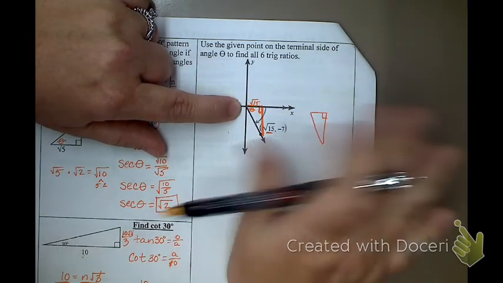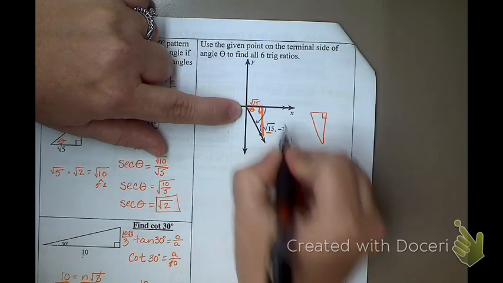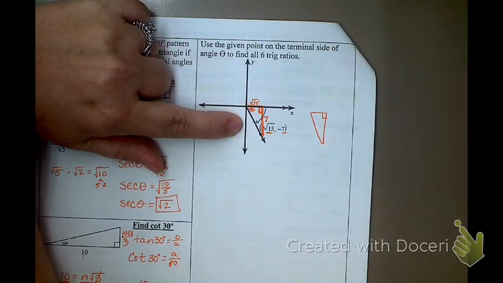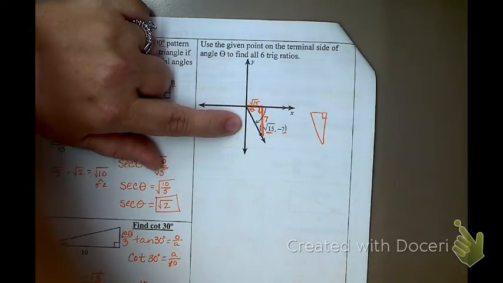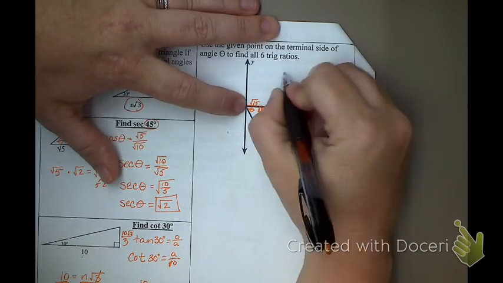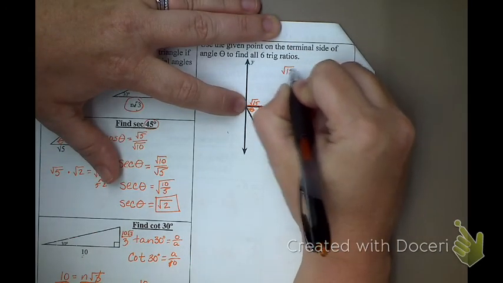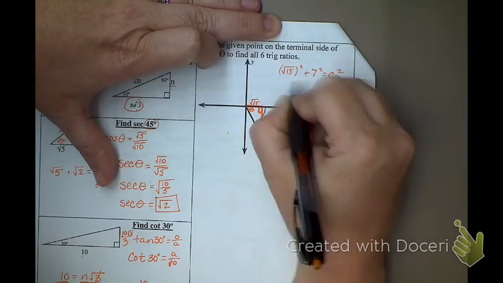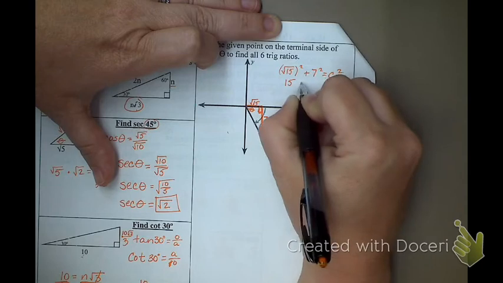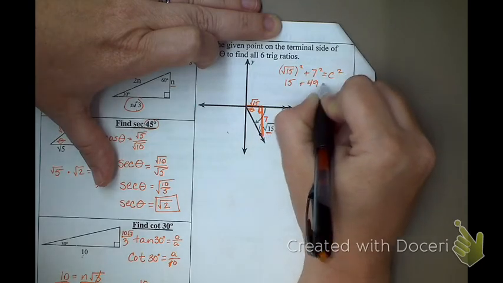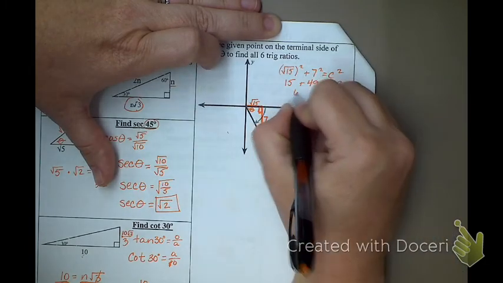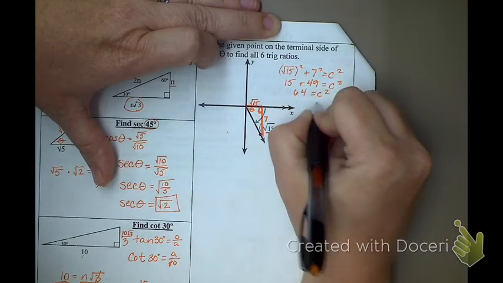7, I'm going to ignore the negative right now, but 7 is going to be the length of the other leg, and the hypotenuse is one you're not going to know. So you're going to have to use the Pythagorean theorem to find the hypotenuse. So if I use the Pythagorean theorem here, rad 15 squared plus 7 squared is equal to c squared. That gives me 15 plus 49 equals c squared. 49 plus 15 is 64. So c is equal to 8.